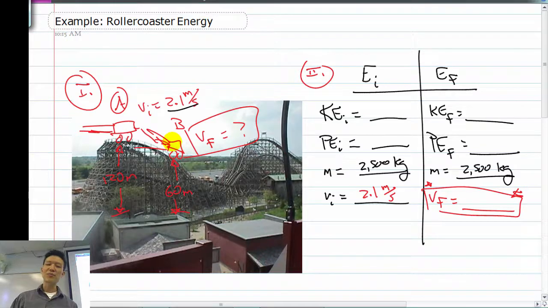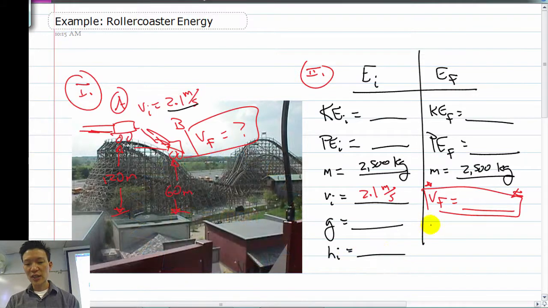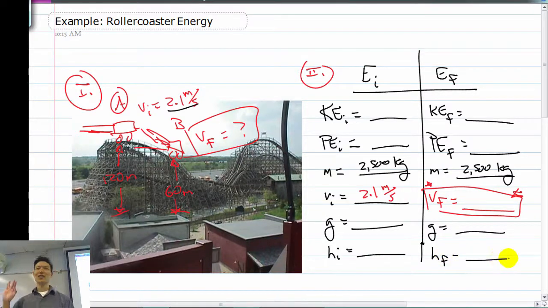Got it? How do you find PE? mg what? mg, everybody. So we need to find the height in each case. And gravity. What's gravity on Earth? Does gravity change? Gravity is 9.8 meters per second squared.